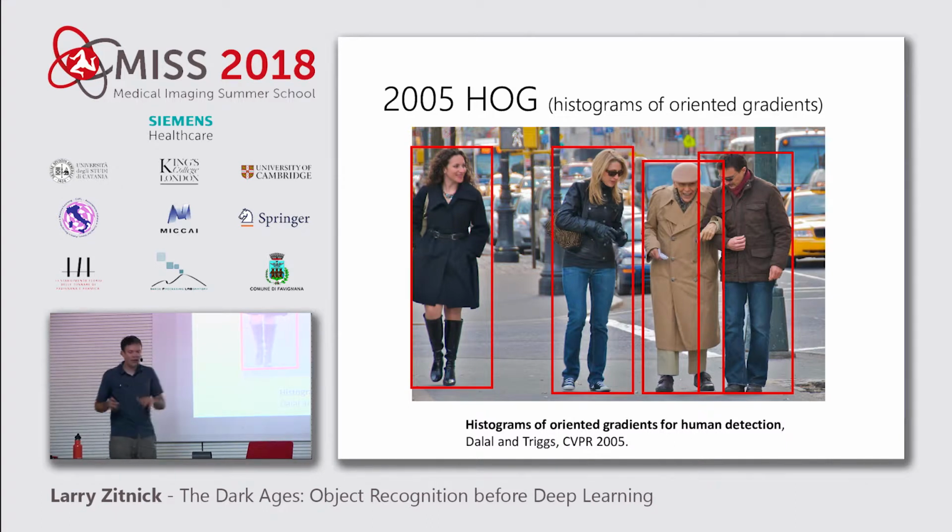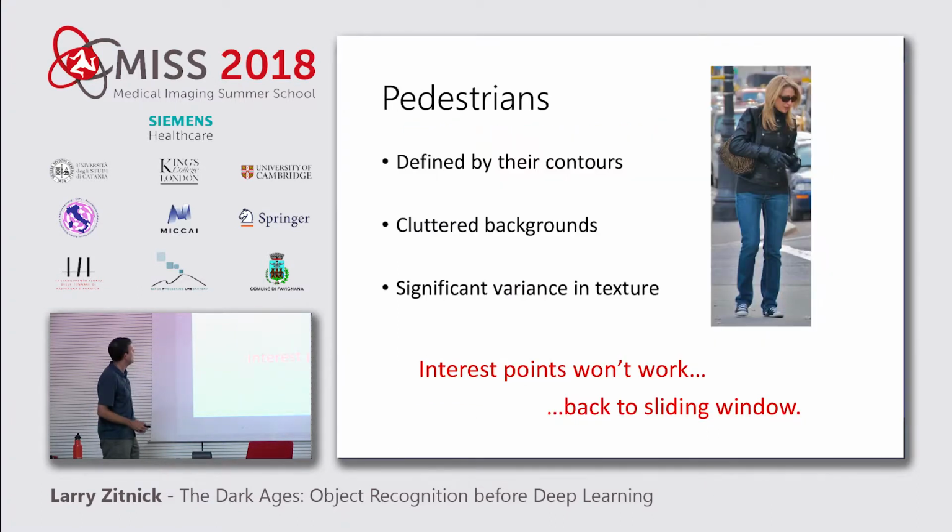And we know that interest points don't work for this sort of thing. So they're like, okay, interest points, that was kind of cool, kind of fun, but for categories like this, we can't use interest points, let's throw them away. If you're not going to use interest points, what do you have to do? Sliding window. So you're going to go along your whole image and say, is there a person? Is there a person? No, no, no. Yes. No, no. Yes, yes, yes. No, no, no. Like that. So pedestrians are defined by their contours. Again, cluttered backgrounds, significant variance in texture. So interest points don't work.